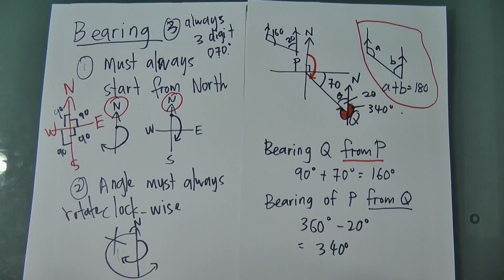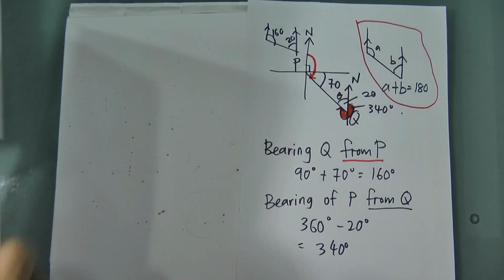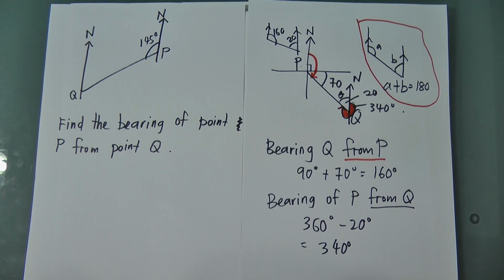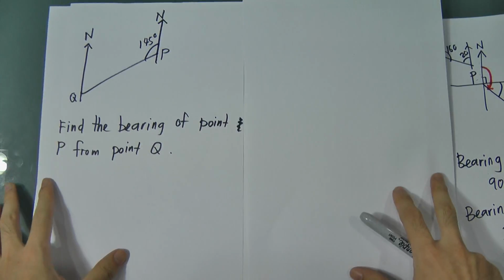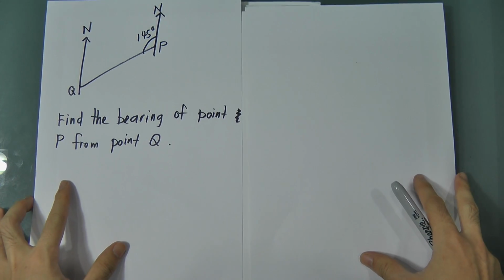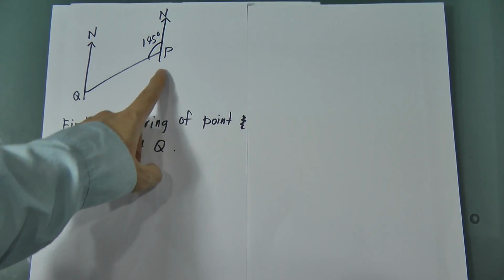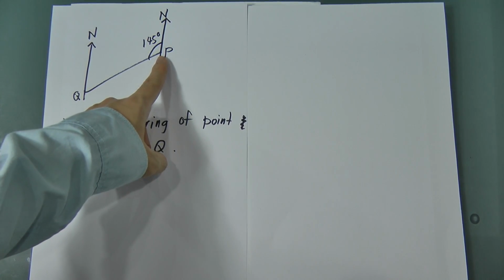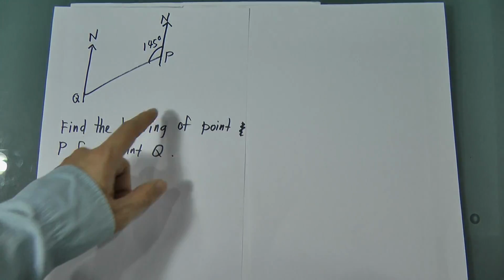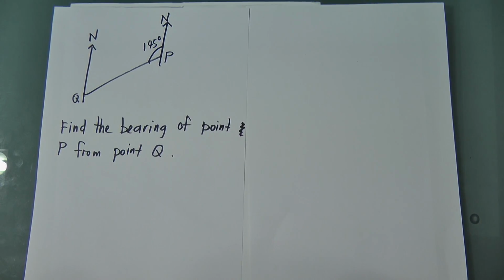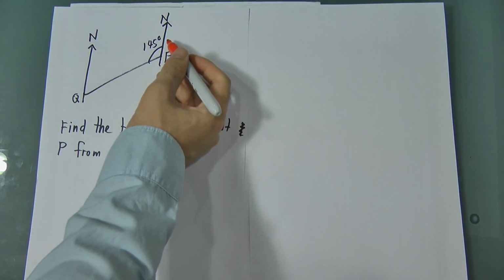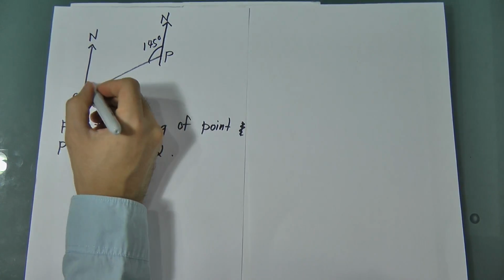If you have any problem, maybe you can post a comment on my YouTube or my Facebook. Come, have a look at the first question. I hope the first question is very easy for you. What it mentions is P and Q, and it gives you the angle over here as 145. Normally before I start, my habit is that since I know these two lines are north, I will try to find this angle first.